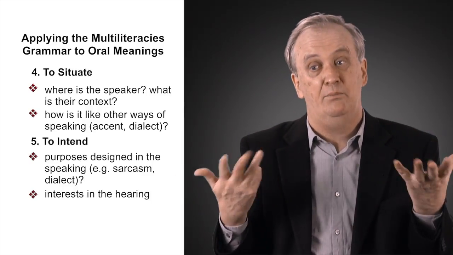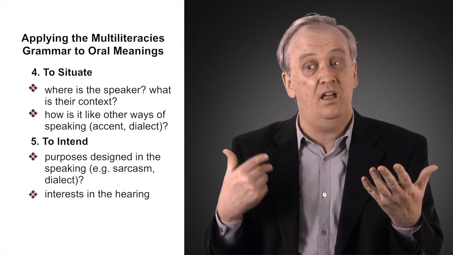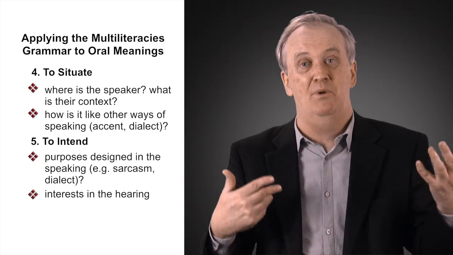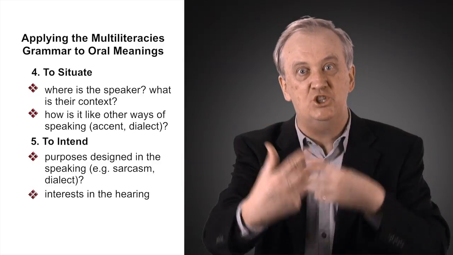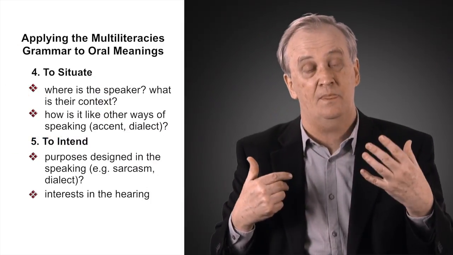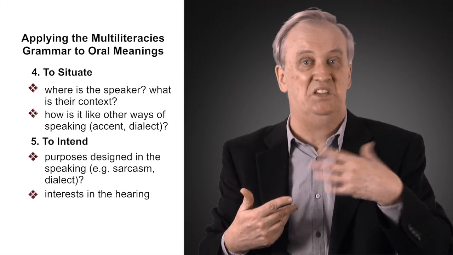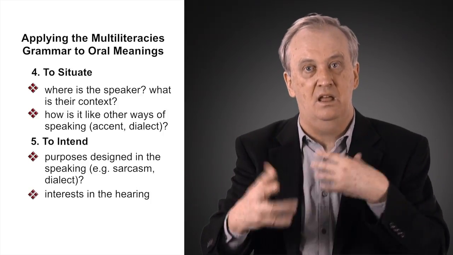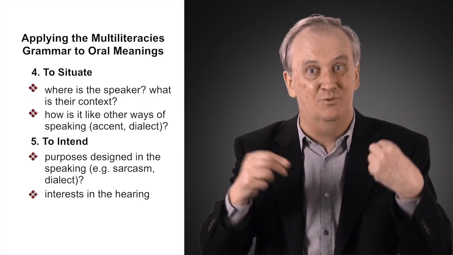Now, it's also situated, number 4. Where is the speaker? What is their context? And how is it like or unlike other ways of speaking, which might be accent, it might be dialect, or it might be angry speech or loving speech or a whole range of things. In other words, speech types can be defined by their likeness or unlikeness to other speech types. And then finally, to intend: what are the purposes in my speaking, which might be sarcasm, it might be anger, it might be inquisitiveness. The sounds of the speech carry those senses, not just the words themselves.